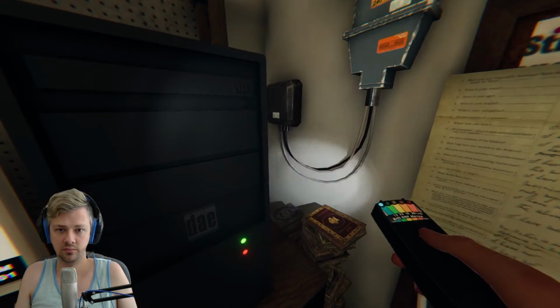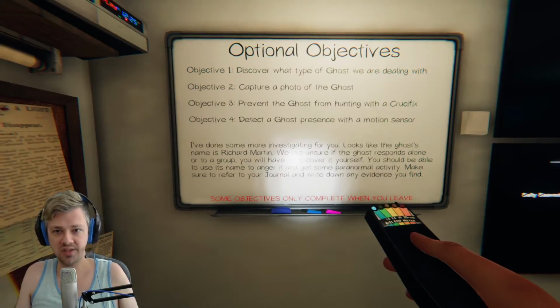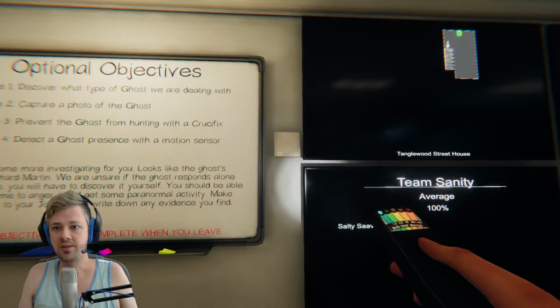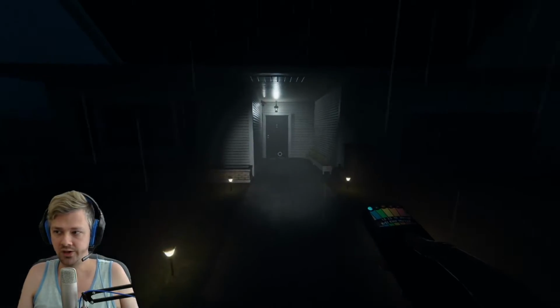There's been no reports of violence or sightings, but okay. Please remain careful. Richard Martin, motion sensor, prevent with a crucifix, and we need a photo. Power's in the basement. Let's go. Richard Martin.